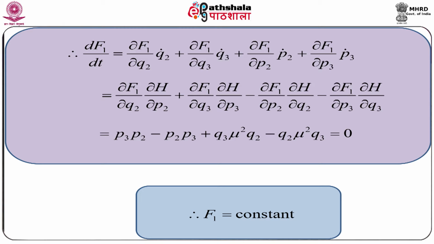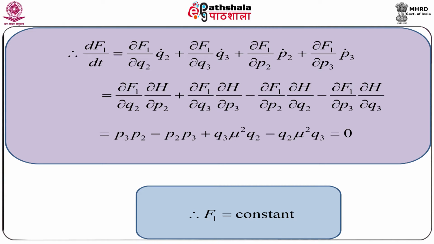Since dF1/dt equal to ∂F1/∂Q2 into ∂Q2/∂t plus ∂F1/∂Q3 into ∂Q3/∂t plus ∂F1/∂P2 into ∂P2/∂t plus ∂F1/∂P3 into ∂P3/∂t, thus we have dF1/dt equal to ∂F1/∂Q2 ∂H/∂P2 plus ∂F1/∂Q3 ∂H/∂P3 minus ∂F1/∂P2 ∂H/∂Q2 minus ∂F1/∂P3 ∂H/∂Q3. Here we have used Hamilton's equations of motion.